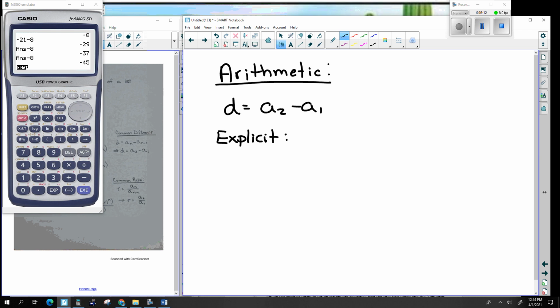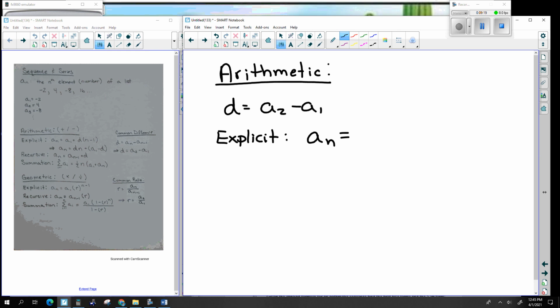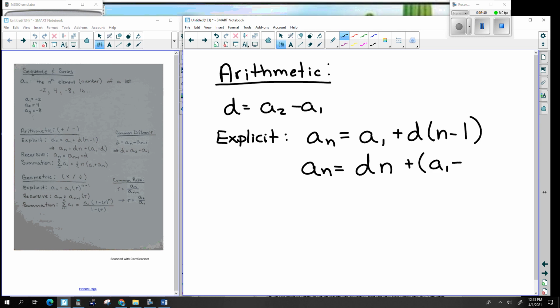What the explicit formula is, again, it's on the formula sheet here, is An is equal to A1 plus the common difference times (n minus 1). A little bit of quick manipulation: this is the same thing as saying difference times n plus A1 minus the difference. It's the same equation, just manipulated a little bit.